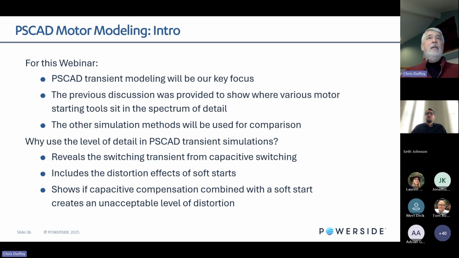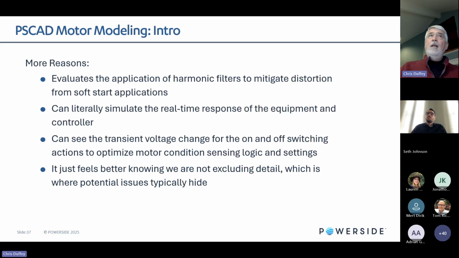But why use PSCAD? Number one, reveal switching transient capacitive switching. That's important for us if we're supplying capacitive compensation. It includes the distortion effects of soft starts. It shows if capacitive compensation combined with a soft start is creating an unacceptable condition. It evaluates the application of harmonic filters and mitigating distortion from soft start applications. It can literally simulate real-time response of the equipment and the controller, which is also important.